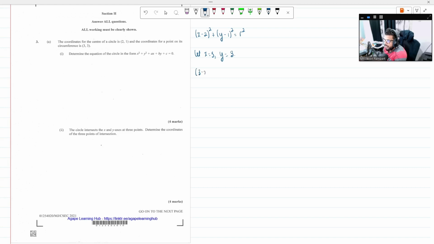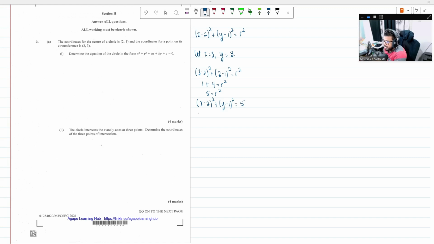I'm going to get 3 minus 2 squared plus 3 minus 1 squared is equal to r squared. 3 minus 2 is 1. 1 squared is 1. Plus 3 minus 1 squared. 3 minus 1 is 2. 2 2s are 4. Is r squared. So 5 is equal to r squared, and r is equal to root 5. Now, since I have r squared on this side, I don't need to calculate what r is. Now I have x minus 2 squared plus y minus 1 squared is equal to 5.